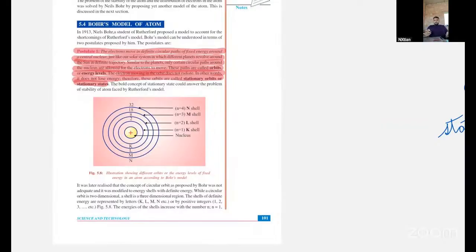Everyone got this? Say yes or no? So we got the arrangement. The arrangement is nucleus. Nucleus has the protons, positively charged particles, and the neutral particle, which is neutron. And electrons are revolving around the nucleus with their own fixed energy level. Are you getting this? Say yes or no?